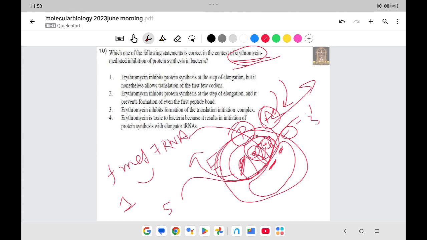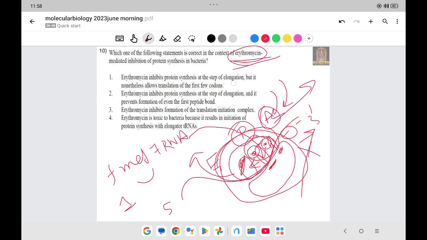So these amino acid tRNAs can't go further in that direction, so that these chambers will not be free to welcome the next amino acid tRNAs. So this process will no longer be available. So here erythromycin inhibits the protein synthesis at the step of elongation. Yes, it stops the elongation but not the initiation.